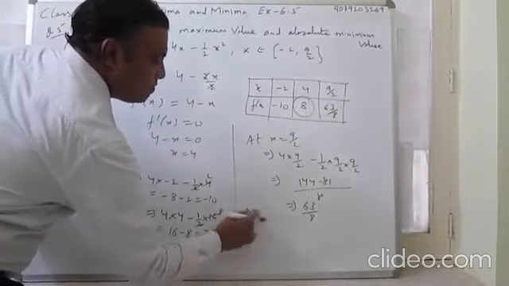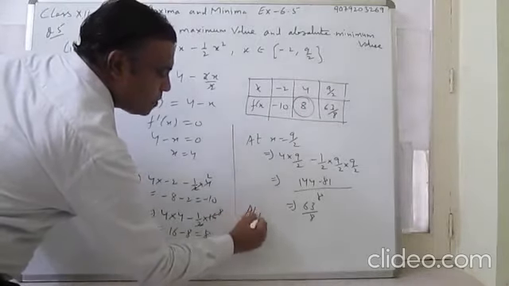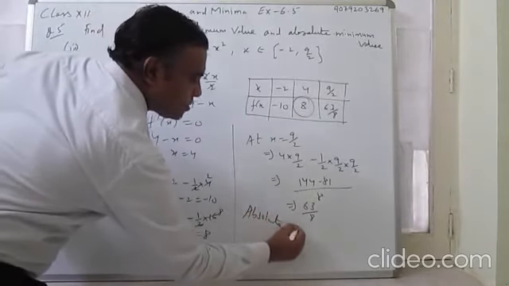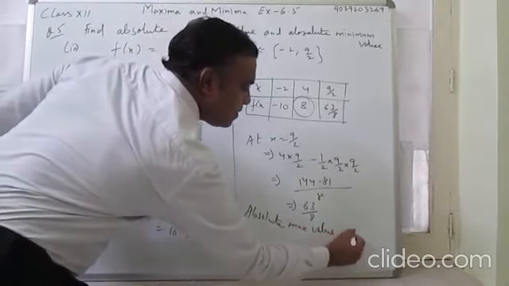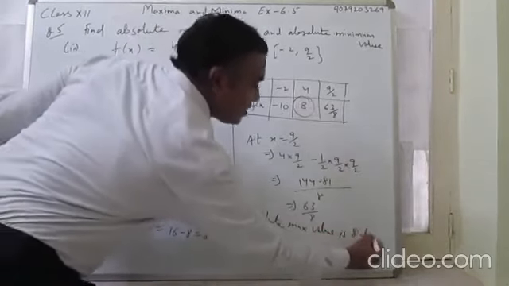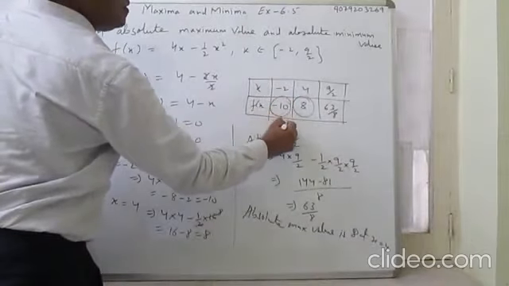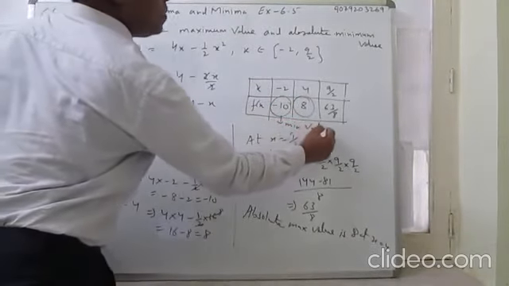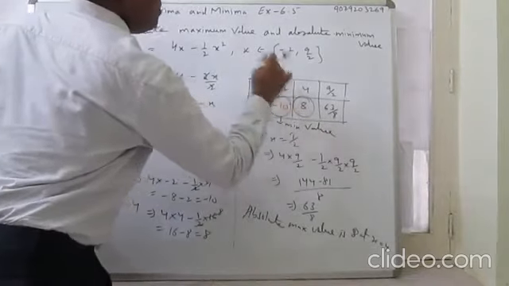Maximum value, absolute maximum value is 8 at x is equal to 4, and this is the minimum value. Minus 10 is the minimum value at x is equal to minus 2.